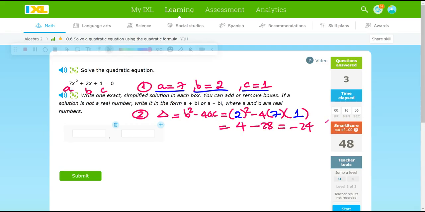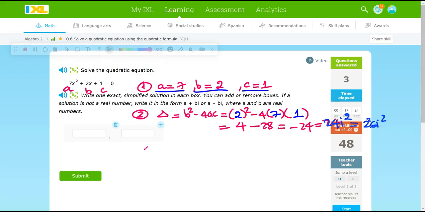Okay. Negative 24 equals 24, maybe I use the blue color, 24i squared. Ooh, but 24, I'm going to break it down as 4 times 6, which is 2 squared times 6, and then i squared. Okay? Because we're going to put this value inside the square root, so we need to simplify. So we prep for it.